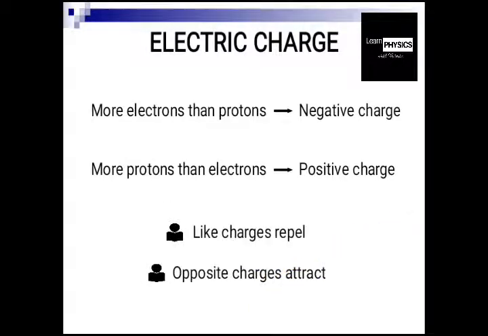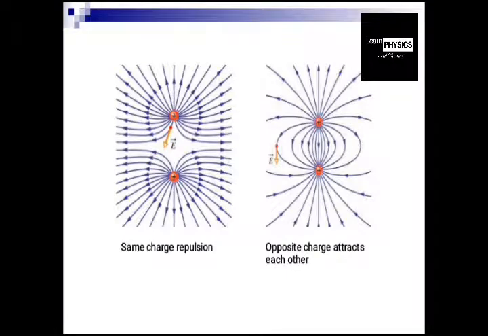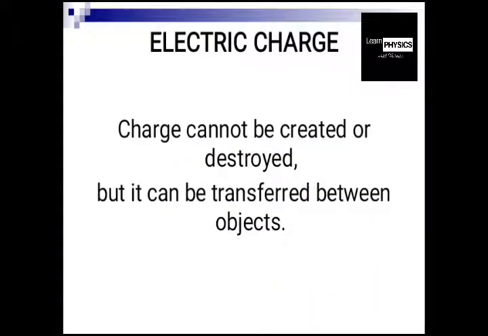An object with more electrons than protons is said to carry a negative charge. An object with more protons than electrons is said to carry a positive charge. Charged objects exert electric forces on each other. Like charges repel and opposite charges attract. Like energy and momentum, electric charge is also a conserved quantity. Charge cannot be created or destroyed, but it can be transferred between objects.